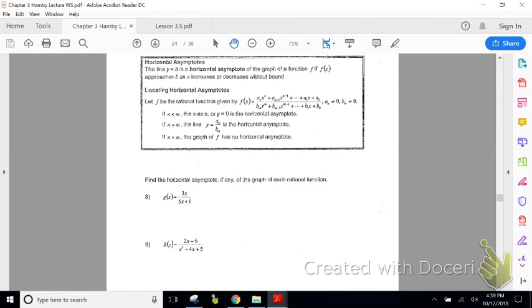Now, horizontal asymptote's dealing with the end behavior, so we could cross in the middle of my graph up towards the origin, okay? So it doesn't mean it's not going to cross this asymptote. So they tell us how to find this.